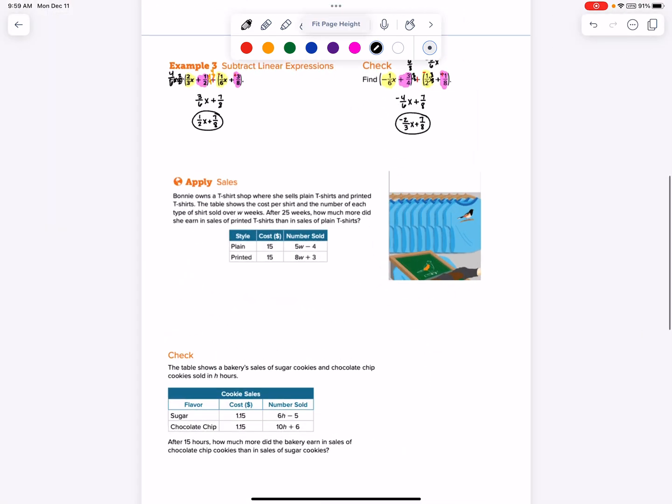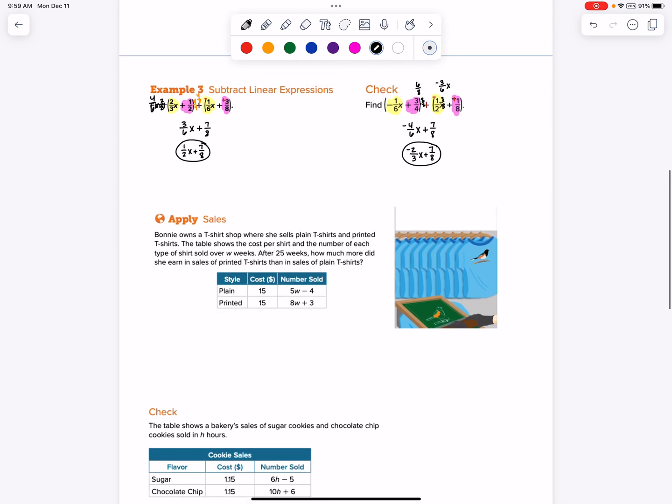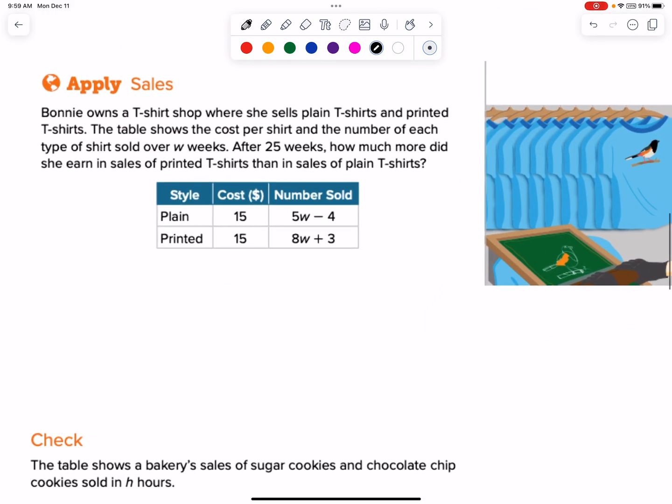All right, let's jump down to our apply and check, and then over to our homework. So our apply here, we have Bonnie owns a t-shirt shop where she sells plain t-shirts and printed t-shirts. The table shows the cost per shirt, number of type of shirts sold over a certain amount of weeks, which they're representing as W. After 25 weeks, so we'll plug in 25 at the end, how much more did she earn in sales of printed than plain? So how much more means subtract, and we're subtracting printed versus plain.